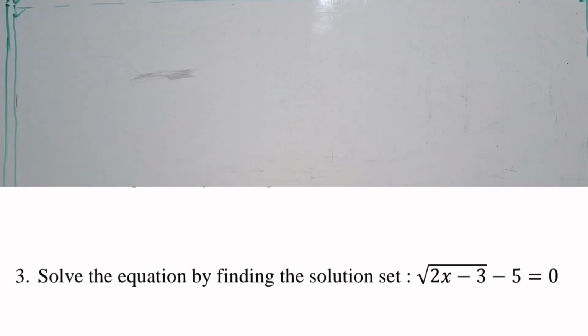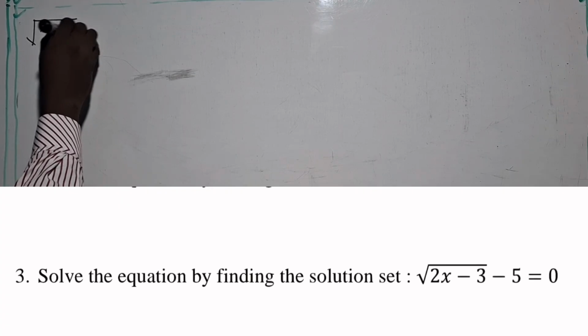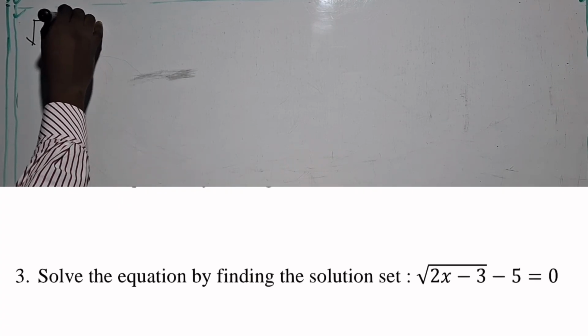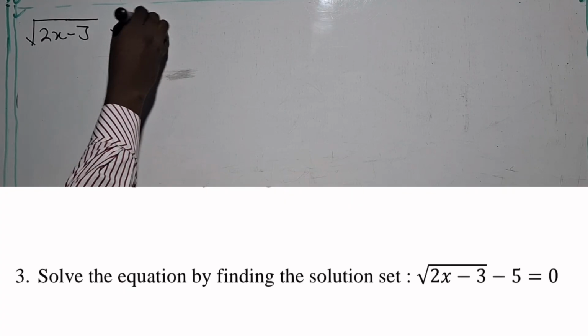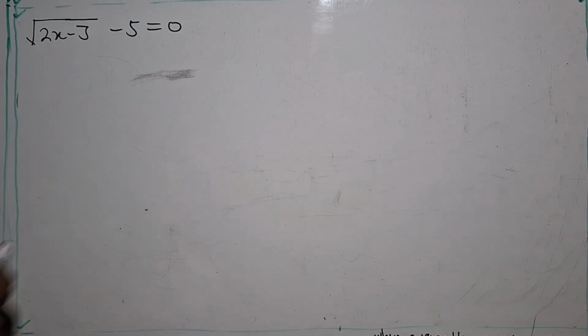So question 3. Solve the equation by finding the solution set: the square root of 2x minus 3, minus 5 is equal to 0. So we have to find the solution set for this.